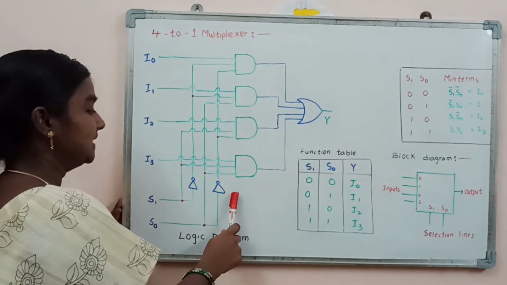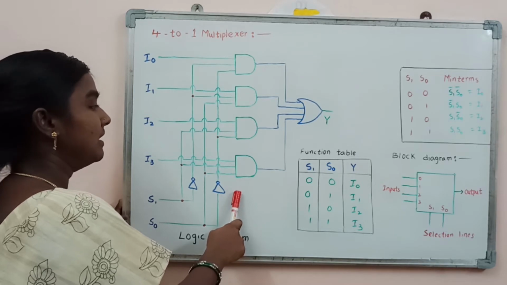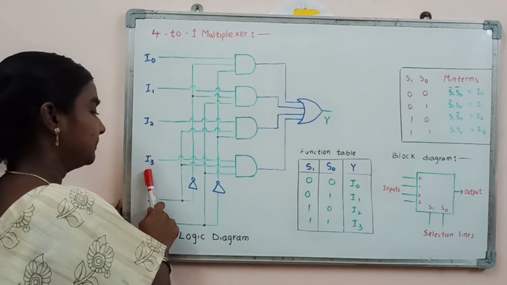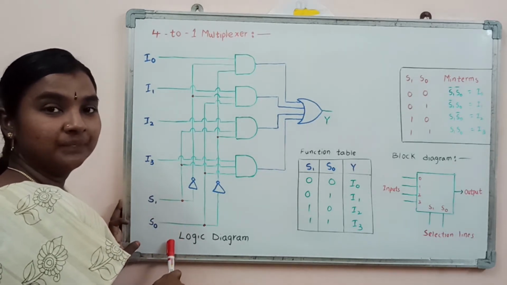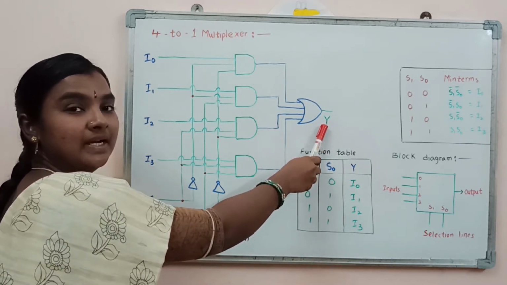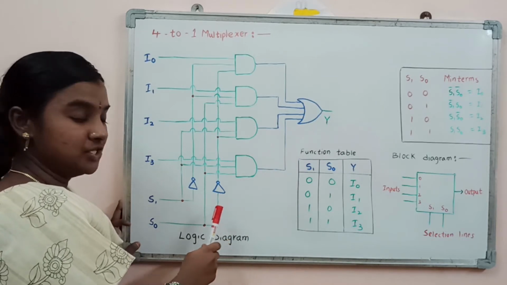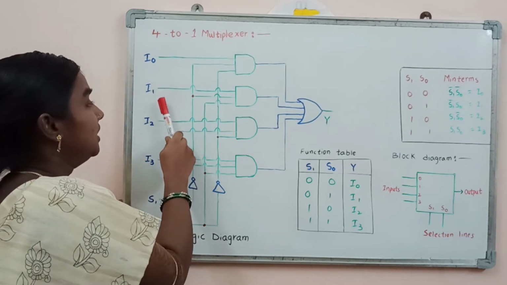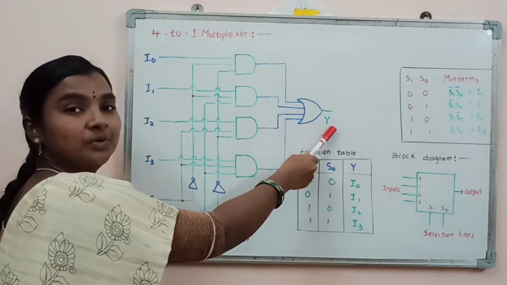Now, this is the logic diagram of 4 to 1 multiplexer. Here it consists of 4 inputs, I0, I1, I2, I3, and 2 selection lines, S1, S0, and 1 output line which is denoted with Y. Based on the binary bits on these selection lines, it is going to select one of the input lines, and that input is going to be transmitted to the output side.